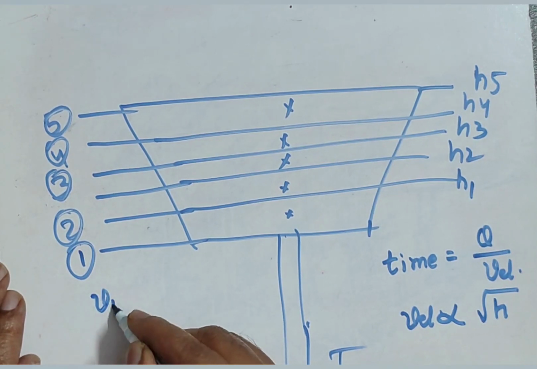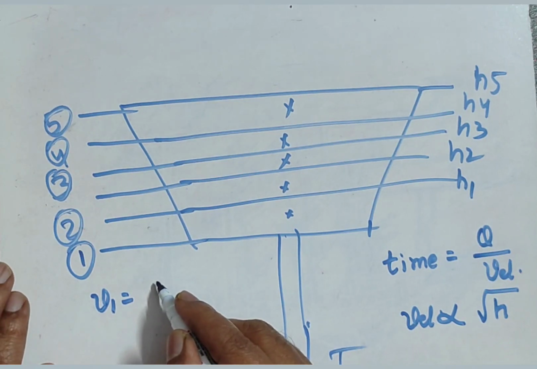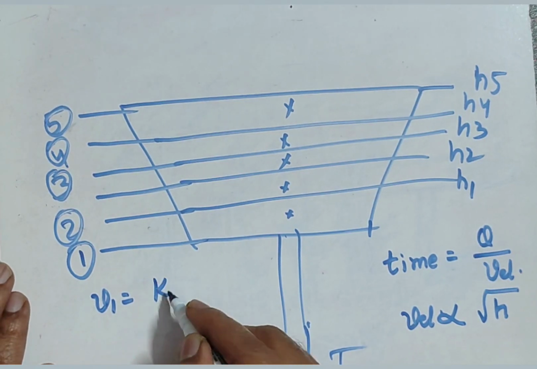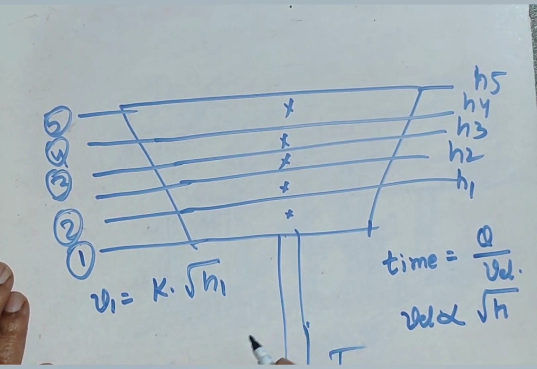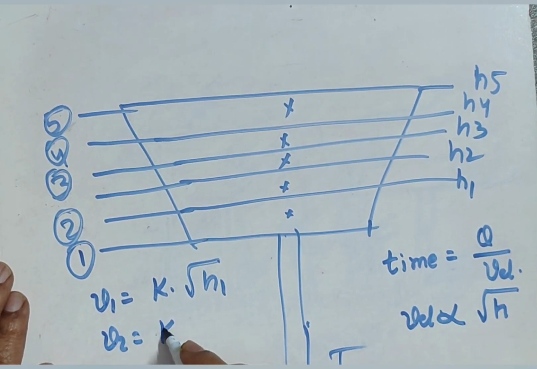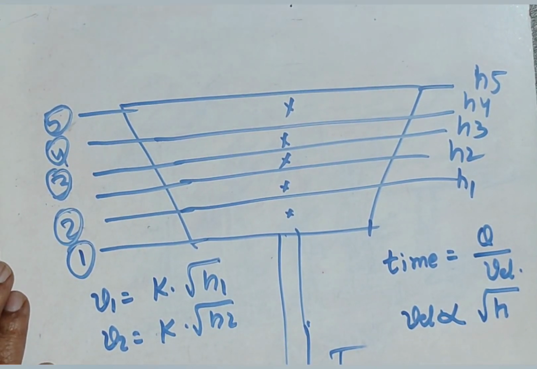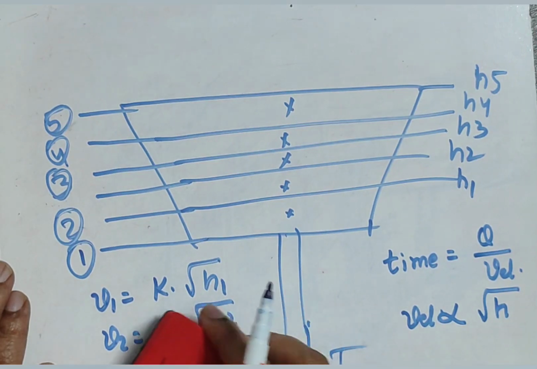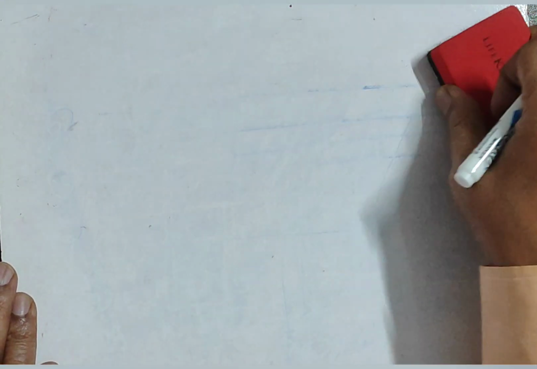So now we will calculate the different velocities. V1 is proportional to root h1. K into root h1, where K is a constant. That constant depends upon so many factors like friction, pipe diameter, etc. Let's not worry, it is constant. V2 is K into root h2 and so on.